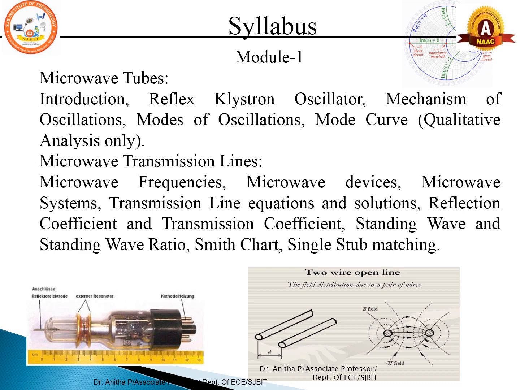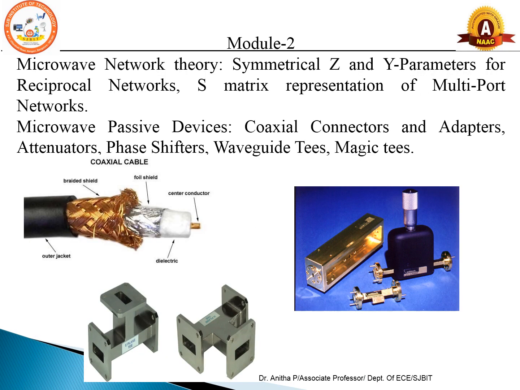Coming to the first part, in the first module we will be discussing the reflex klystron oscillator and its working, followed by the mode curves. Then the second part, microwave transmission lines along with the line equations and solutions, parameters related to that, and matching networks like stub matching, single stub, and double stub matching networks. Then in module 2, microwave theory continues.